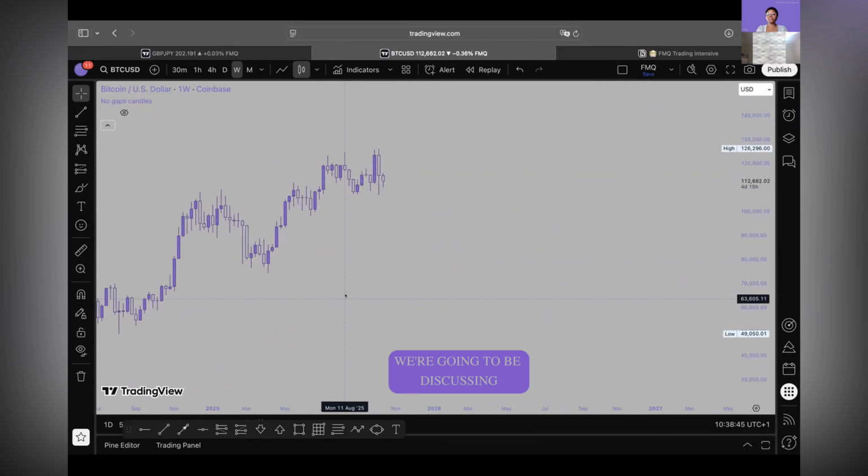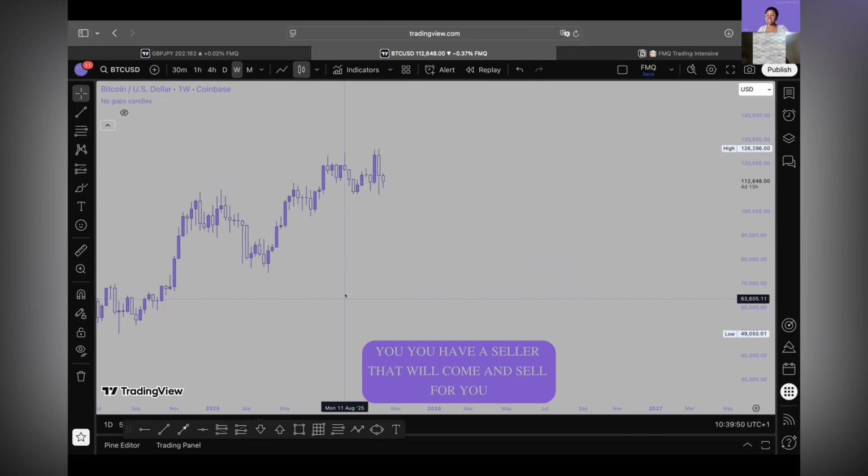So today's class, we're going to be discussing market zones. Market in economics, they say what happens in a market is buying and selling, supply and demand. You come there, you see something, and there's somebody there to sell for you. And you as a buyer, you have a seller that will come and sell for you.